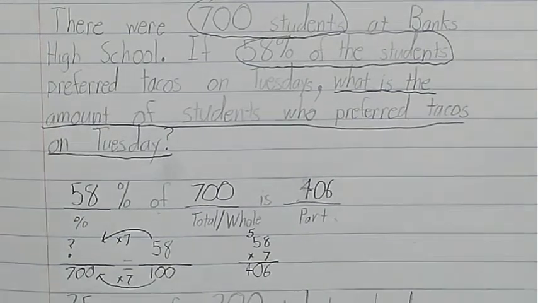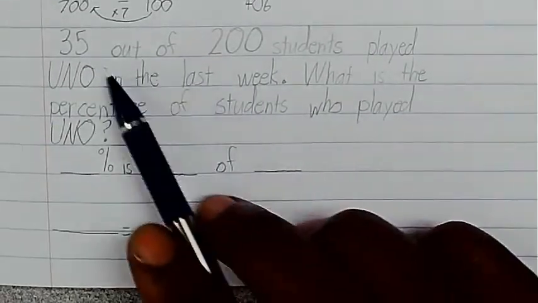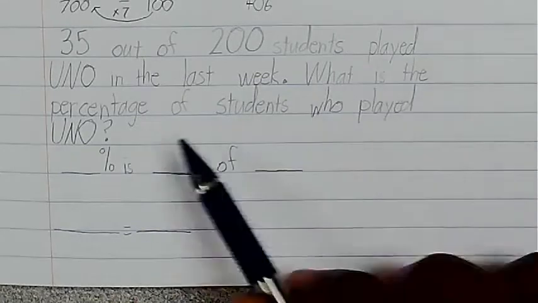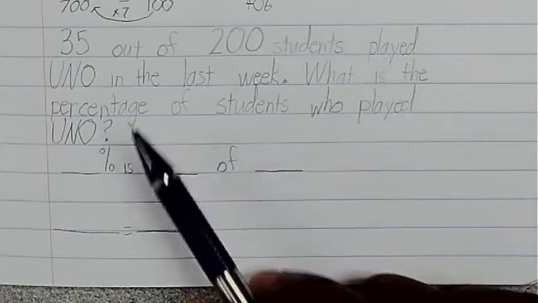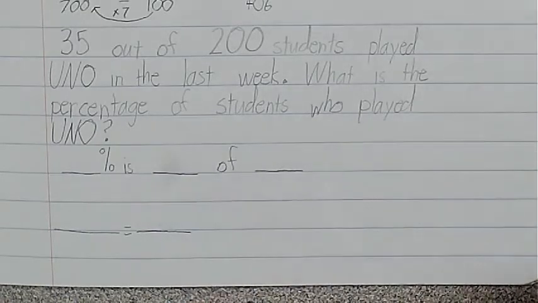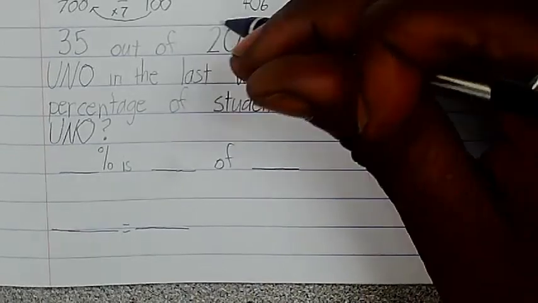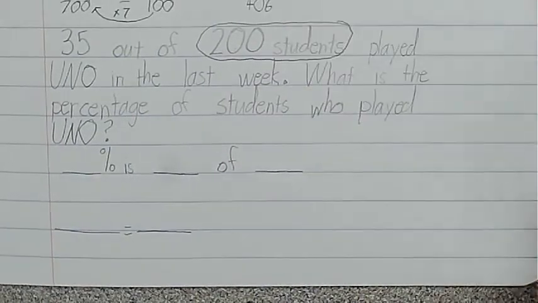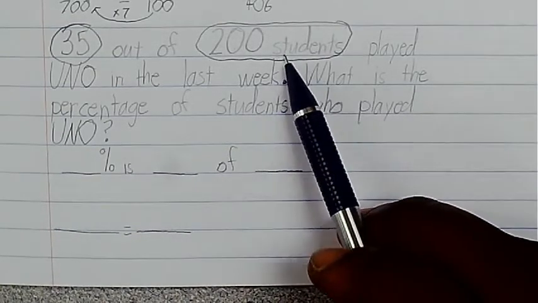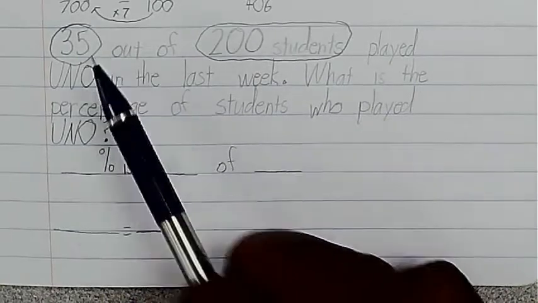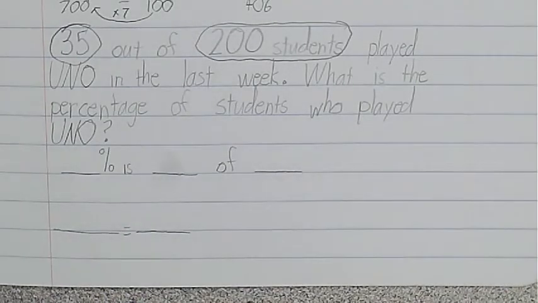So the next question is here. We know 35 out of 200 students played Uno in the last week. What is the percent of students who played Uno? So now we know that the total is 200 students, and 35 out of the total played Uno. Again, we know there were 200 students, and there were 35 out of the total who played Uno.